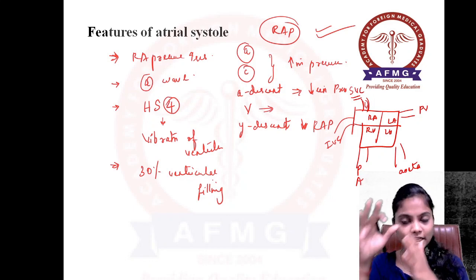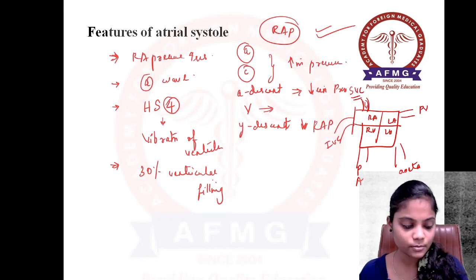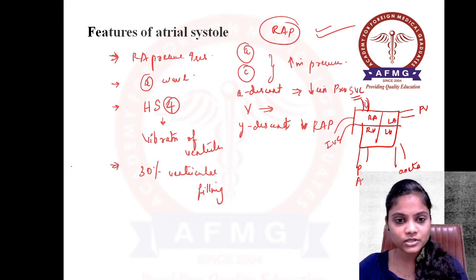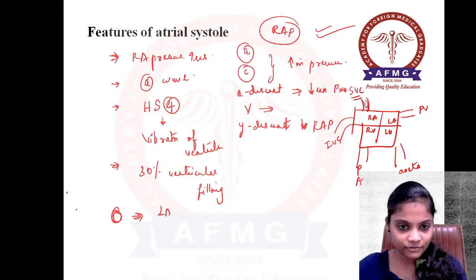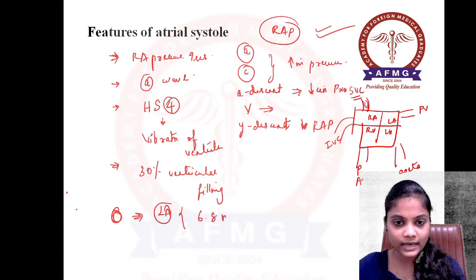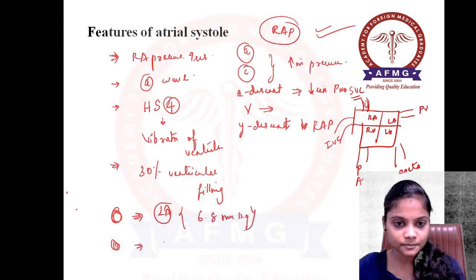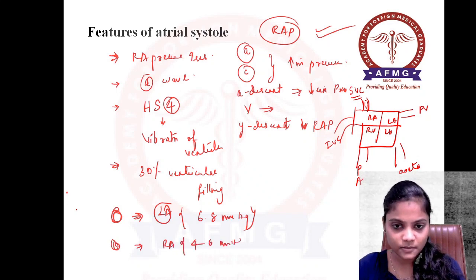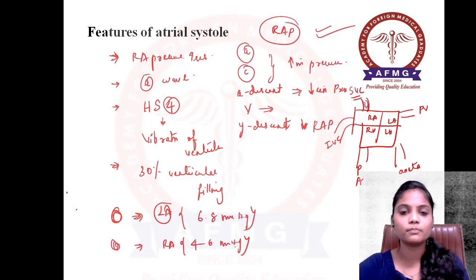Now the drained blood which is coming to your right atrium has a pressure, and a heart sound is also produced. So basically how much will be the pressure? The pressure will be 0. Then how much does it change? In your left atrium, the pressure changes from 0 to 6 to 8 mmHg, remember that. And in your right atrium, it changes to 4 to 6 mmHg, okay? So these things are very important in your atrial systole part.